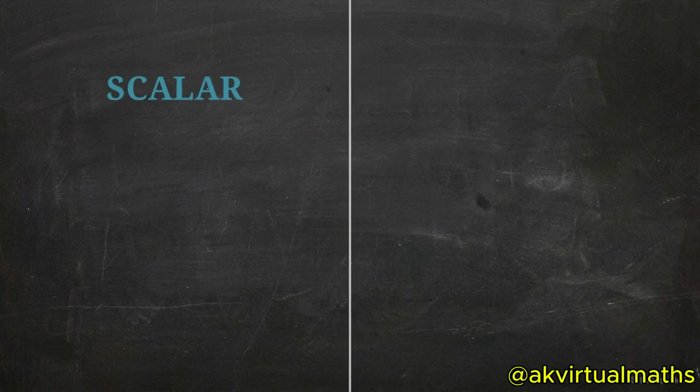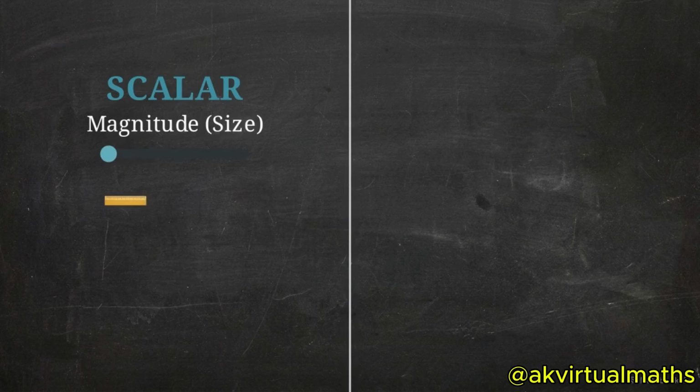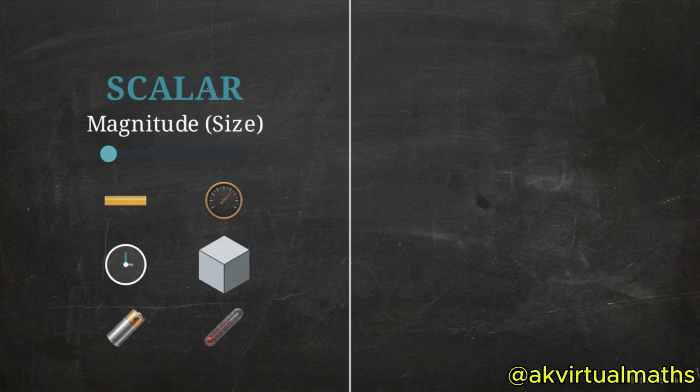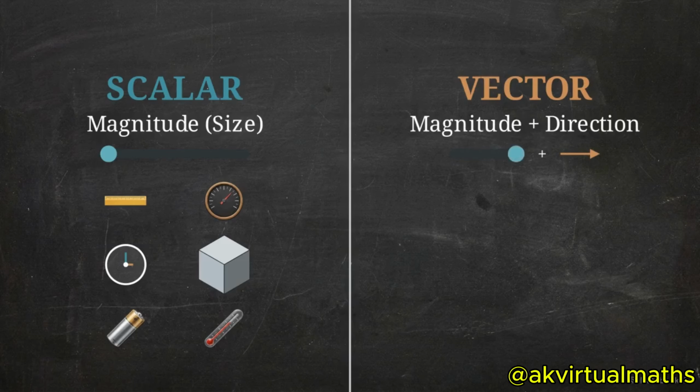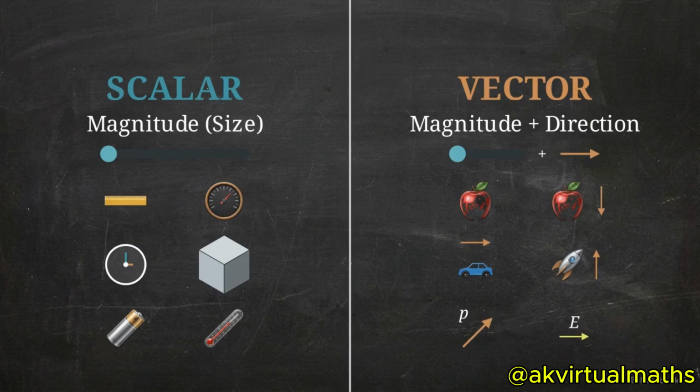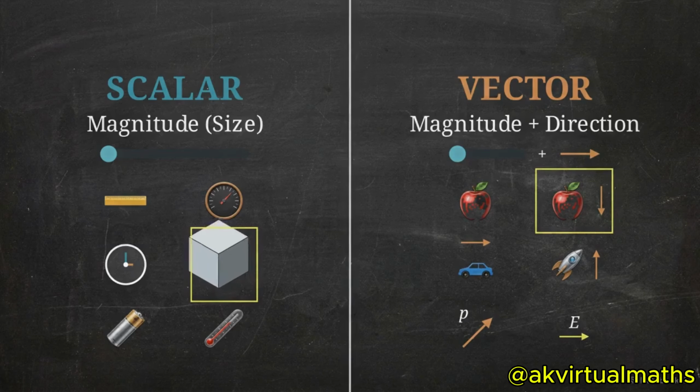On the left side of our screen, we have scalars. A scalar is a quantity that only has magnitude, which is just another term for size. Things like distance, speed, time, mass, energy, and temperature are all completely described by a single number. On the right, we have vectors. A vector is a quantity that must have both magnitude and a specific direction. Force, weight, velocity, acceleration, momentum, and field strength all require you to state the specific line of action they are moving along. Notice where mass and weight sit.